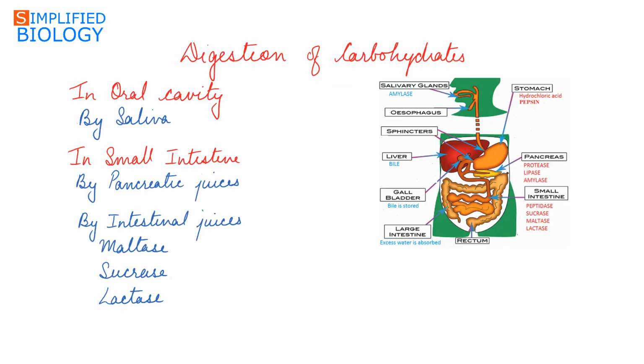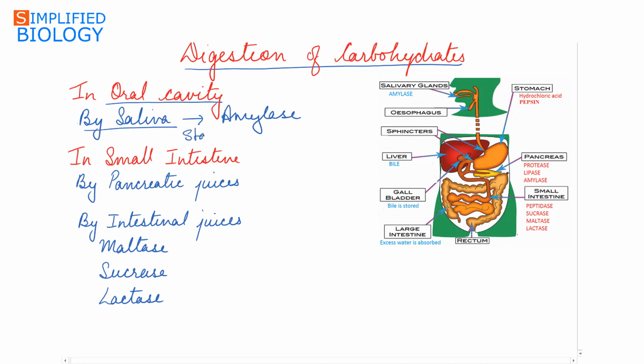Now we'll start with the digestion of carbohydrates. Digestion of carbohydrates starts in the oral cavity by the saliva, which secretes the amylase enzyme. This amylase enzyme converts starch and glycogen into maltose.